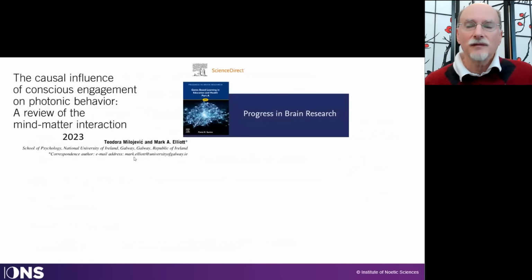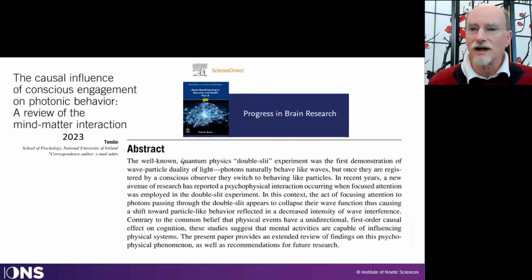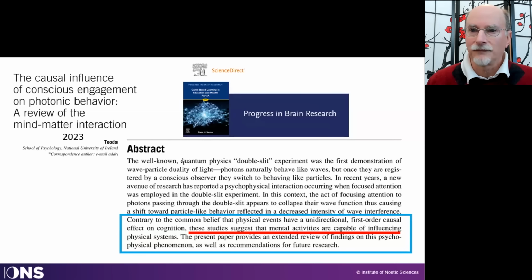So this is the result I mentioned in Progress in Brain Research, which reviewed these studies. There's the abstract, and their conclusion is this: these studies suggest that mental activities are capable of influencing physical systems. So again, this is from a university in Ireland. I did not know these people beforehand, just sort of accidentally found this article, and they agreed that something interesting is going on.